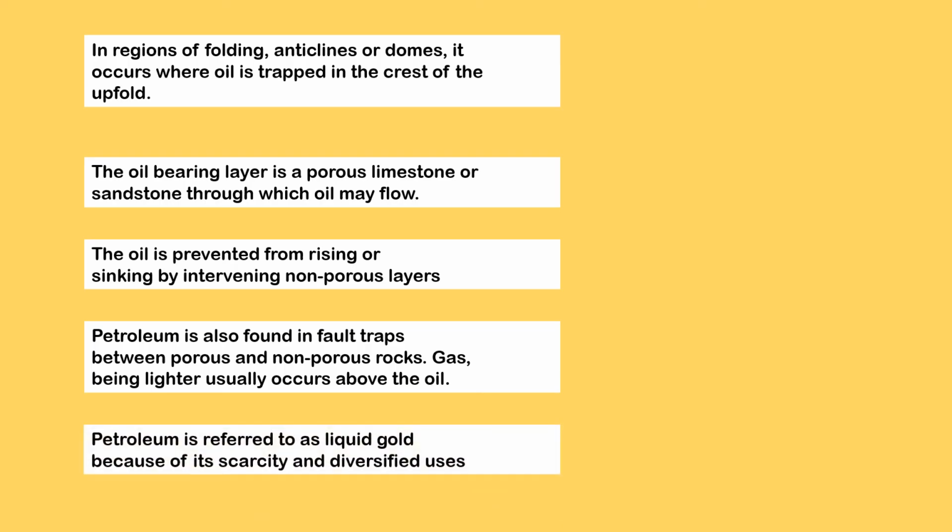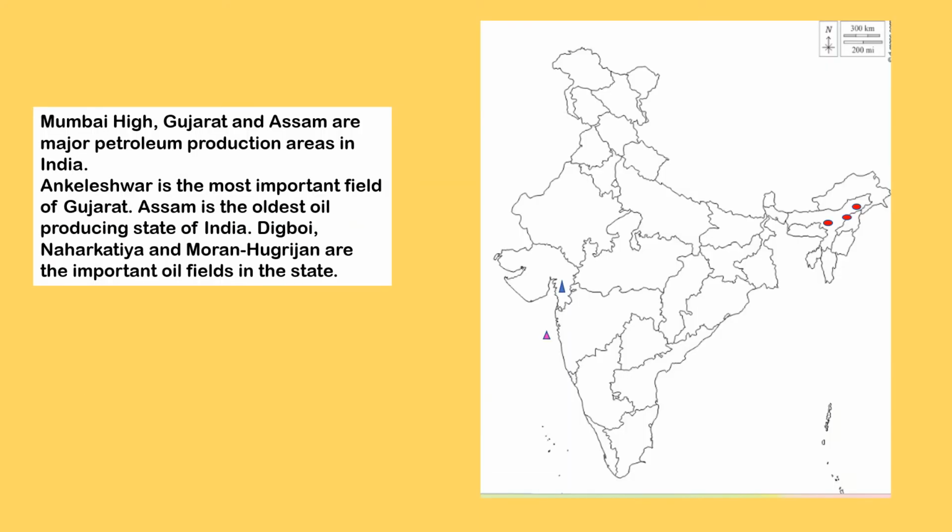Petroleum is referred to as liquid gold because of its scarcity and diversified uses. So that is again an important question. Mumbai High, Gujarat and Assam are the main petroleum production areas in India. Again a map question. Ankleshwar is the important petroleum field of Gujarat.